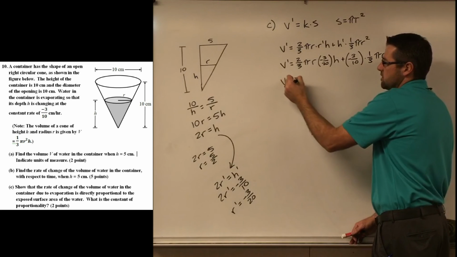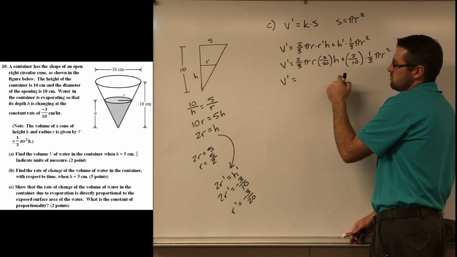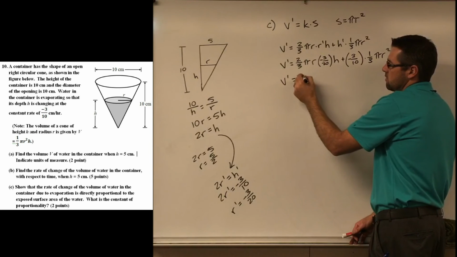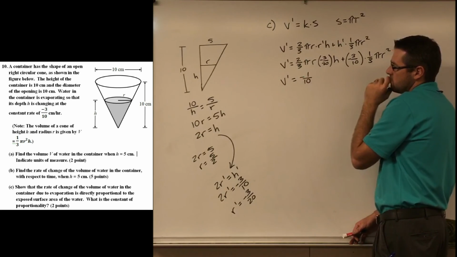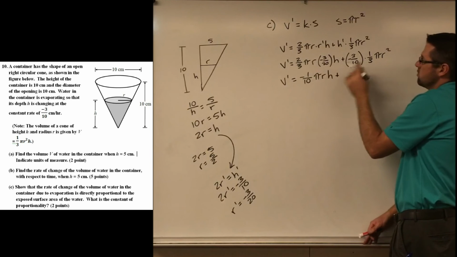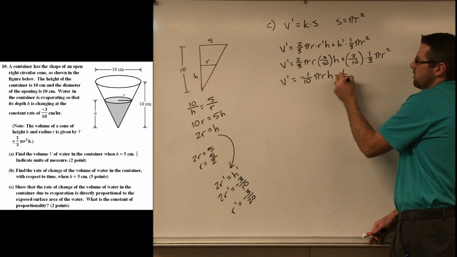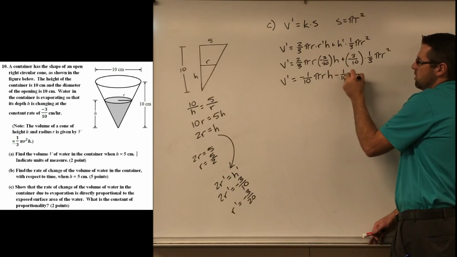And we'll simplify this a little bit. Can't do too much with it. The 3's reduce, the 2 reduces, so what do you get? -1/10 pi rh minus 1/10 pi r squared.